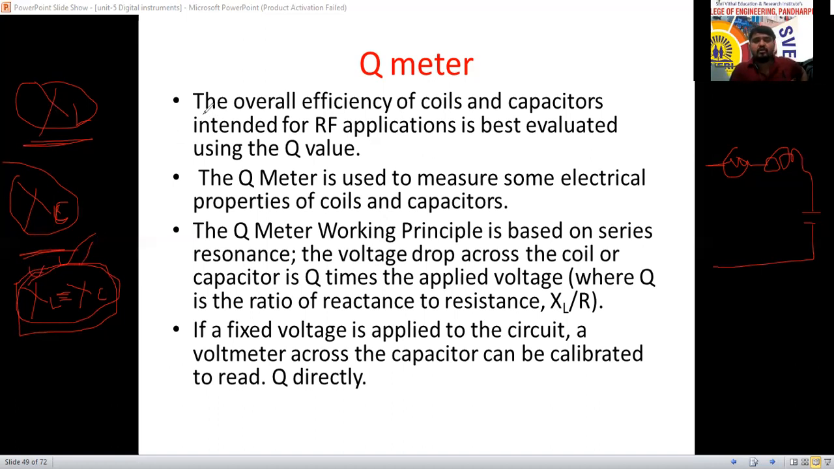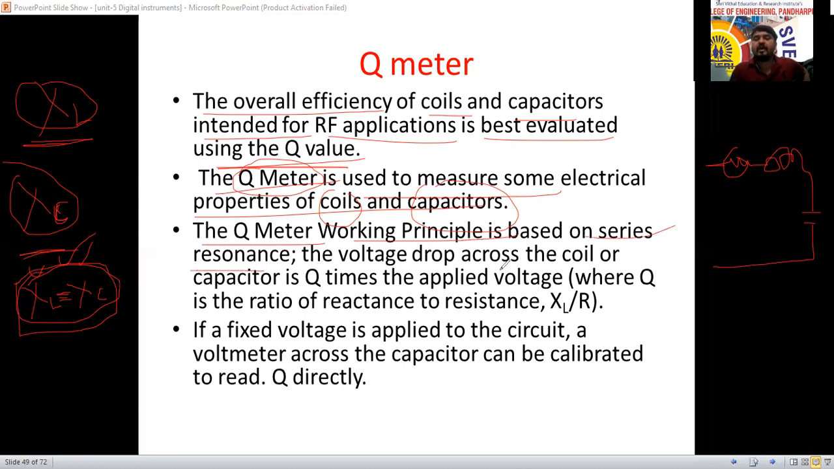So we'll discuss here. The overall efficiency of a coil and capacitors intended for radio frequency application is best evaluated using the Q value. We can evaluate it with a Q meter. The Q meter is used to measure some electrical properties of the inductive coils and capacitors. Based on these properties, we can measure the Q value, that is the quality value. The Q meter working principle is based on series resonance.